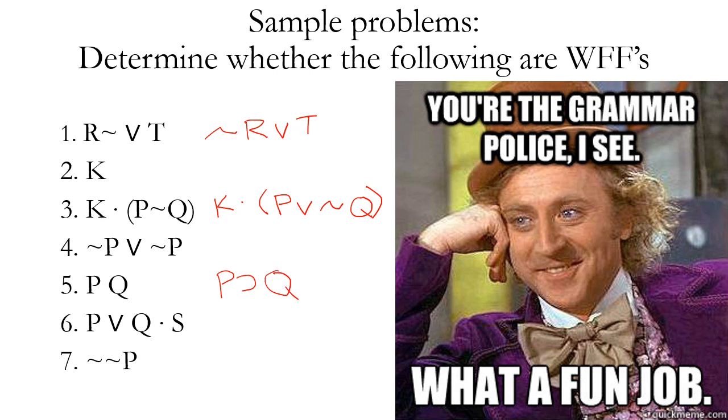Number 6, P wedge Q dot S. Not a well-formed formula because we have two logical operators that connect statements, the wedge and the dot, outside of parentheses. We have to add at least one set of parentheses here to eliminate ambiguity.